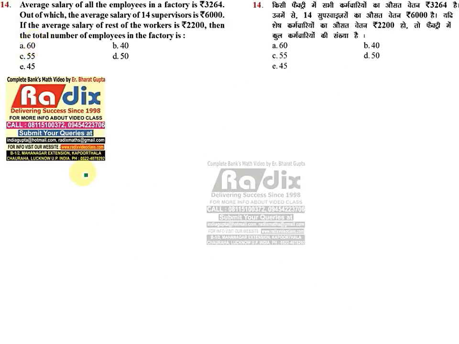Average salary of all the employees in a factory. Okay, this is the combined salary 3264, out of which the average salary of 14 supervisors is 6000. If the average salary of the rest of the workers is 2200, then find the total number. Okay, same question है. मान लेते हैं rest of the workers x हैं, उनकी salary 2200 and 14 की salary है 6000 and combined salary is 3264.